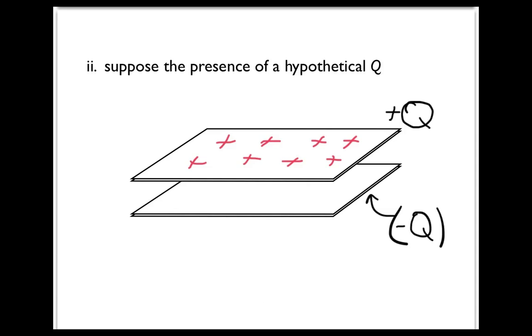The second thing that we're supposed to do is to imagine the presence of a hypothetical Q. Remember that the whole thing is net neutral. So if we put Q onto one of these, a positive charge onto one of these plates, we've got to put an equal negative charge onto the other plate. And so that's what we're going to do. We're just going to say, suppose these two things had charges Q and negative Q.